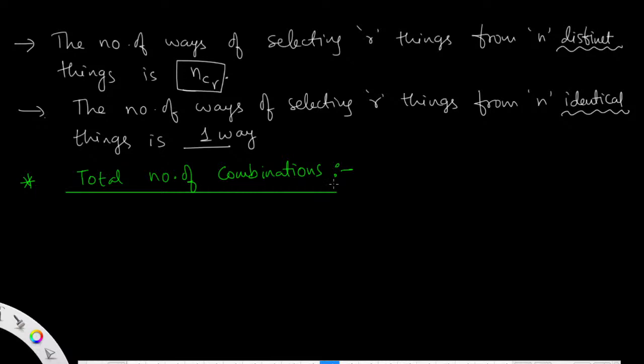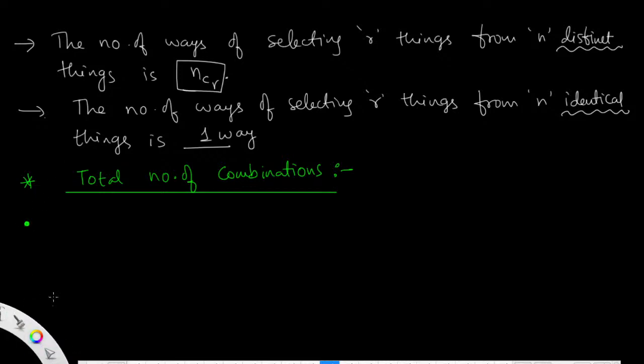The total number of combinations means we can select either 0 things, or 1 thing, or 2 things, or 3 things, or 4 things, or all of the things out of n things. For each thing, how many possibilities are there? Two possibilities. What are they? Selecting or not selecting, which means rejection. Therefore, when we are selecting out of n distinct things, the total number of ways is 2 power n.